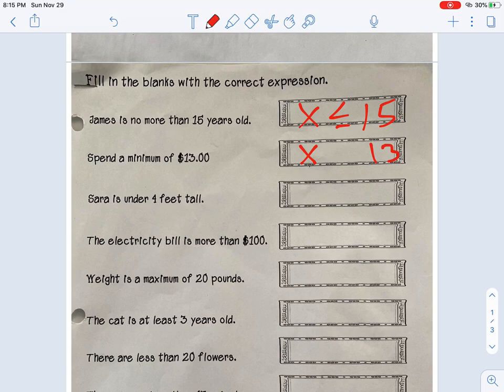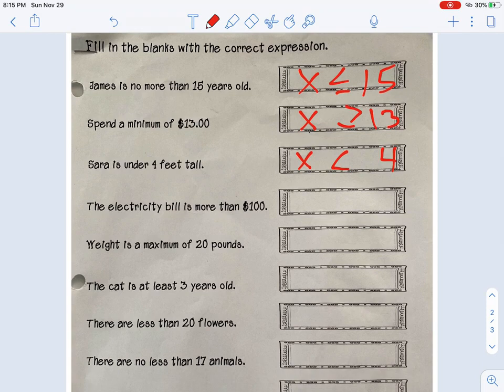However, X and 13 is our variable and our number, and it says a minimum of 13, which means it can be equal to 13, but it has to be more than 13. Sarah is under 4 feet tall. Again, X is Sarah, 4 is our number. She is under 4 feet tall, so that means she cannot be equal to 4 feet tall. So it's a less than symbol.